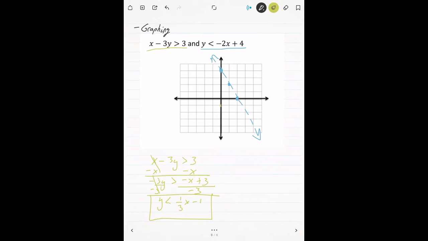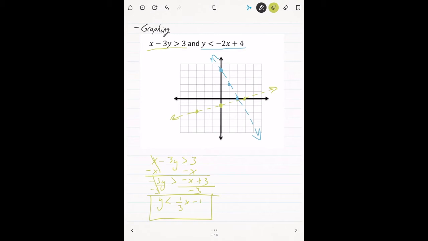So let's plot the y-intercept. And then let's go up 1 and over 3, and down 1 and back 3. Okay, let's plot this line. Not bad. And again, since this sign is not a greater than or equal to or a less than or equal to, what we need to do is have a dashed line. It doesn't include the endpoints with it, so we want to have a dashed line.